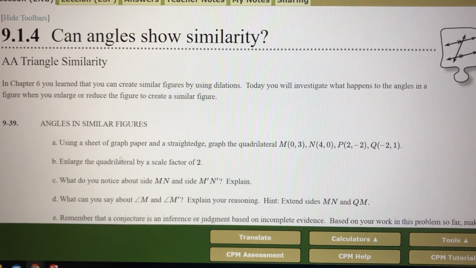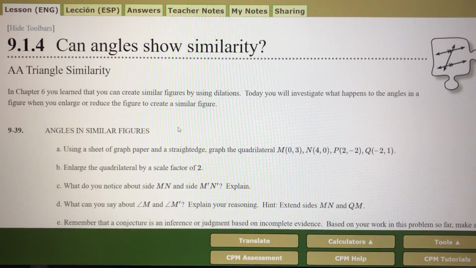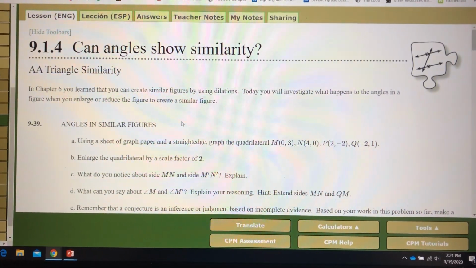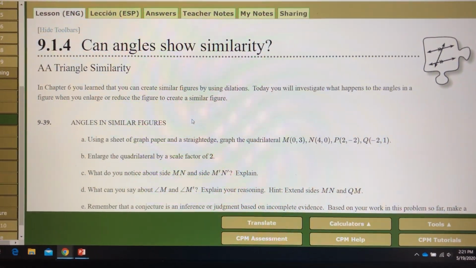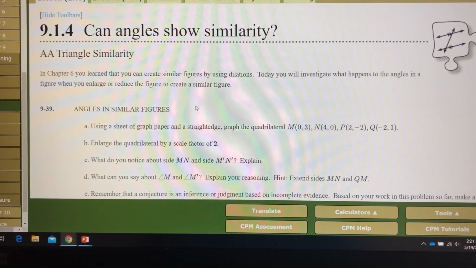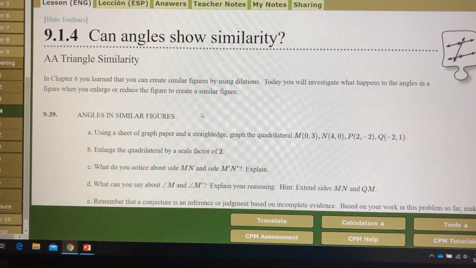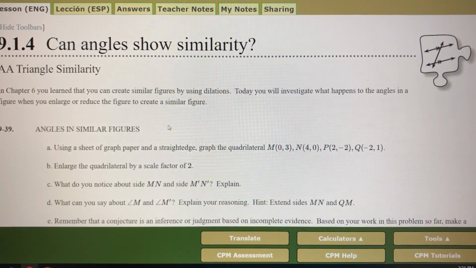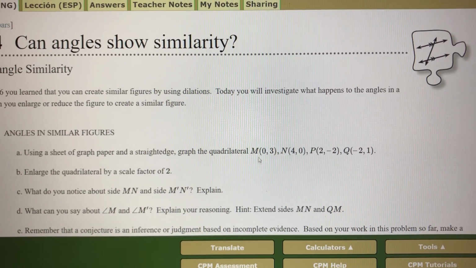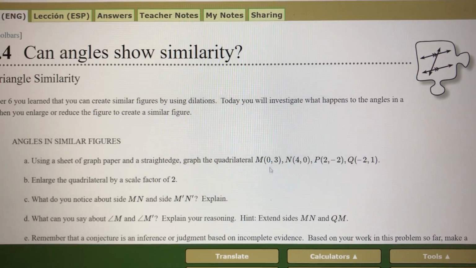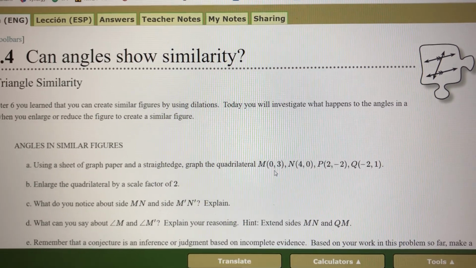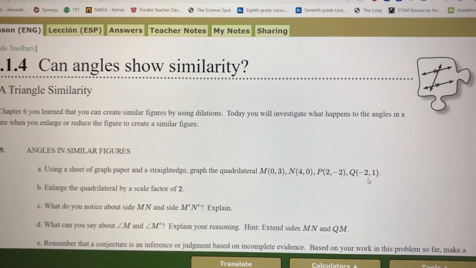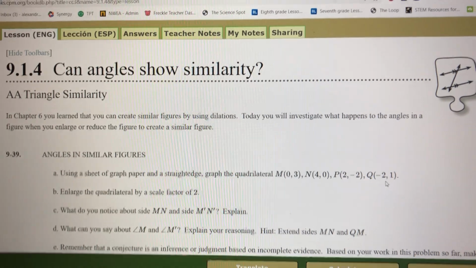It says to use a sheet of graph paper and a straight edge, but I know a lot of us don't have it, so you might want to draw your own coordinate graph right now. I would just draw one for now for part A. And you're going to be graphing this quadrilateral, and I'll show you what it looks like in a second. It starts with (0, 3), (4, 0), (2, -2), and then (-2, 1), and it will make a rectangle.